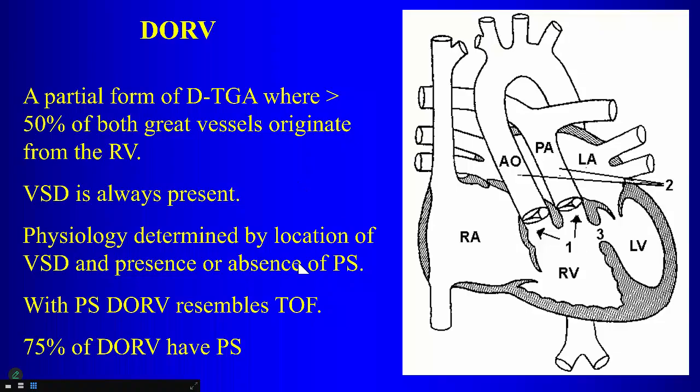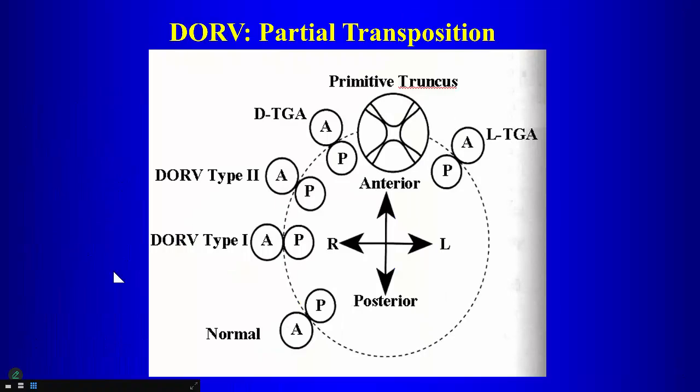The physiology is determined by the location of the ventricular septal defect and whether or not you have pulmonic stenosis. If there is pulmonic stenosis, then you will have decreased pulmonary blood flow and cyanosis, so that will resemble tetralogy of Fallot. About 75% of patients with double outlet right ventricle will have pulmonic stenosis. If there is not pulmonic stenosis, then you will have increased pulmonary blood flow and cyanosis. So that's the diagnostic set that we're dealing with here, right?